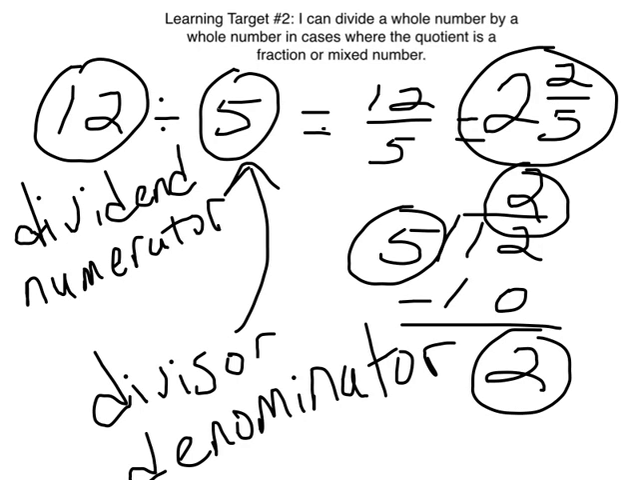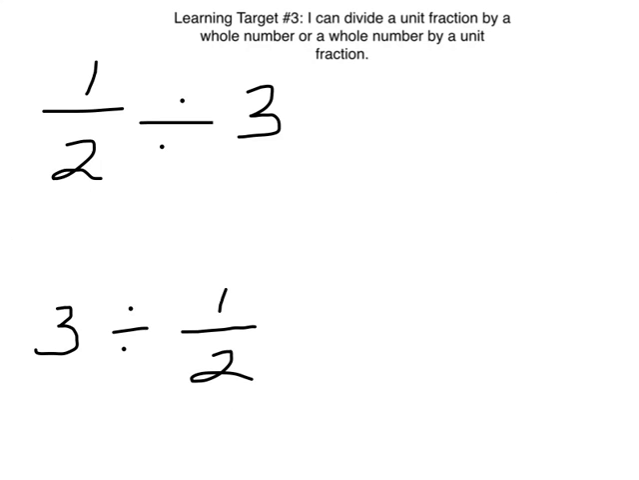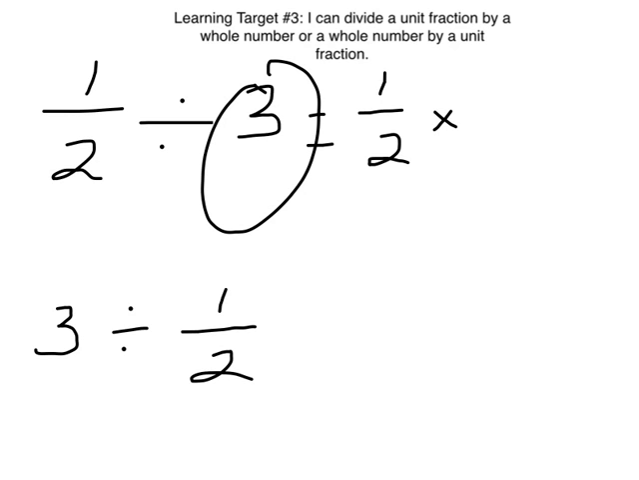Let's take a look at our next learning goal. I can divide a unit fraction. So we're looking at a unit fraction, where we have a 1 as the numerator over a whole number. We know that when we divide, we're actually relating it to multiplication. We're going to take the inverse of division, which is multiplication, and multiply it by the reciprocal of 3, which is 1/3.